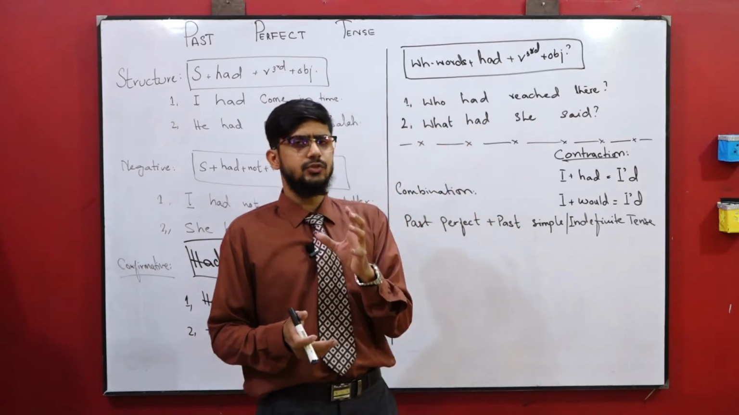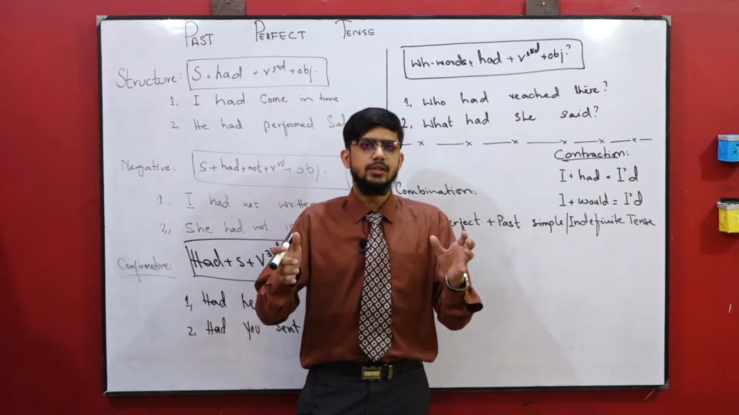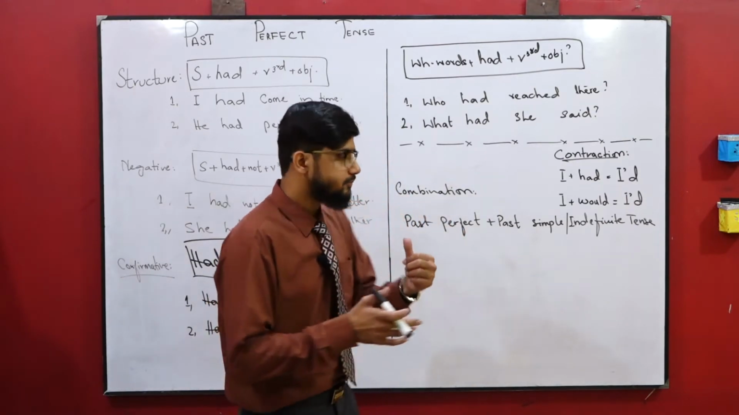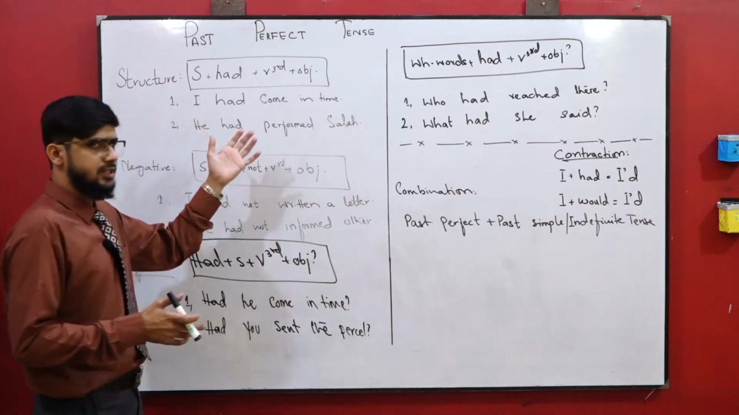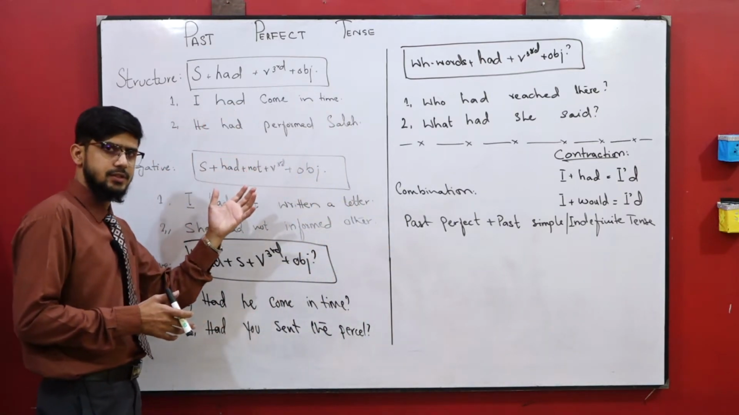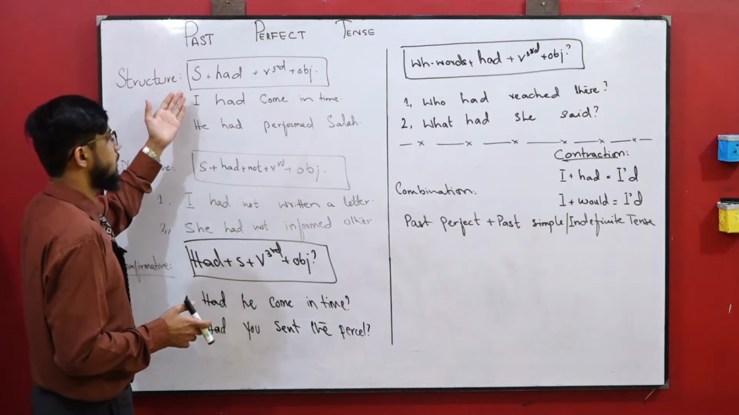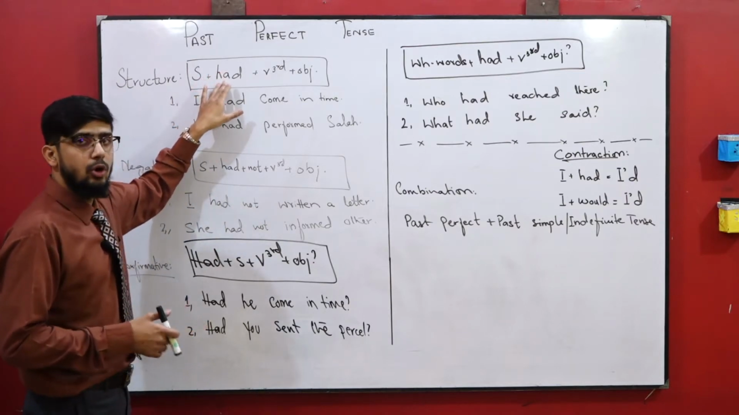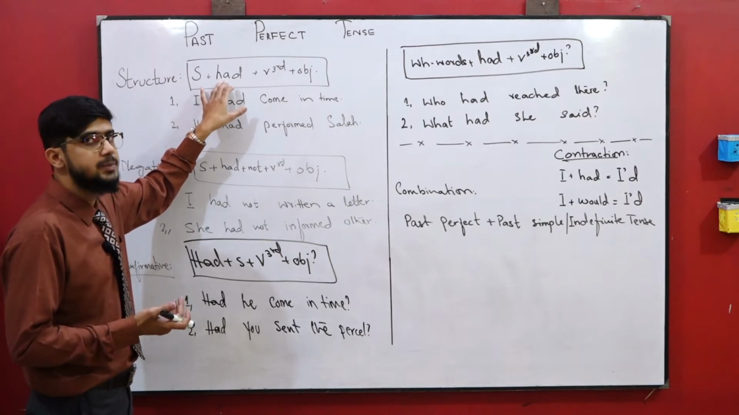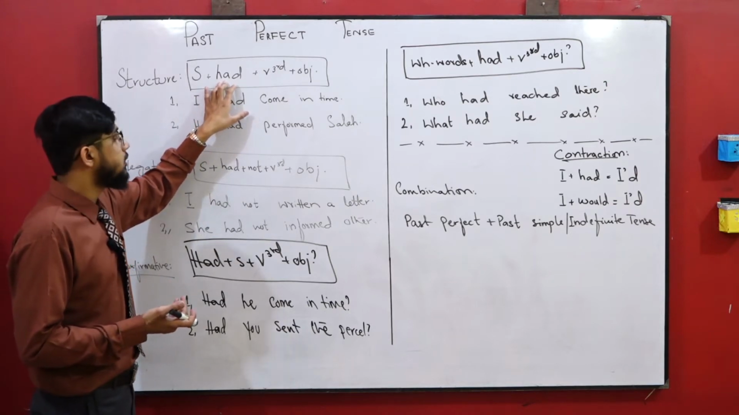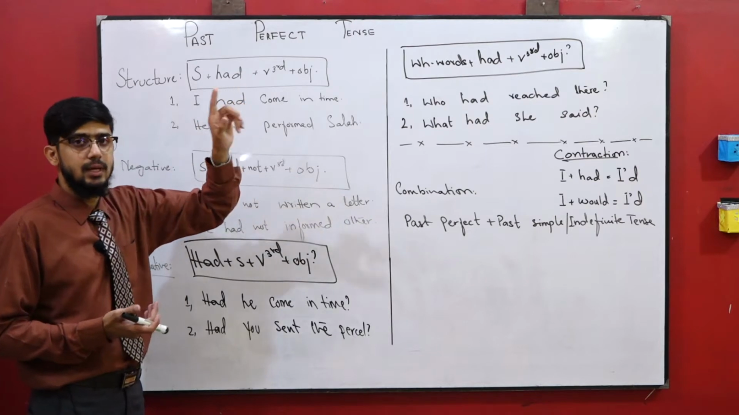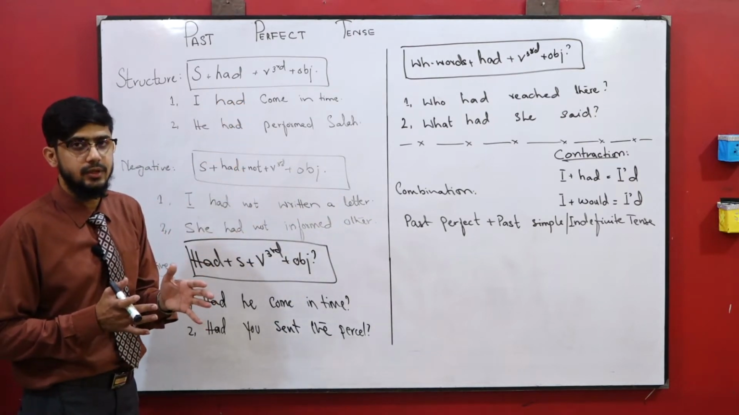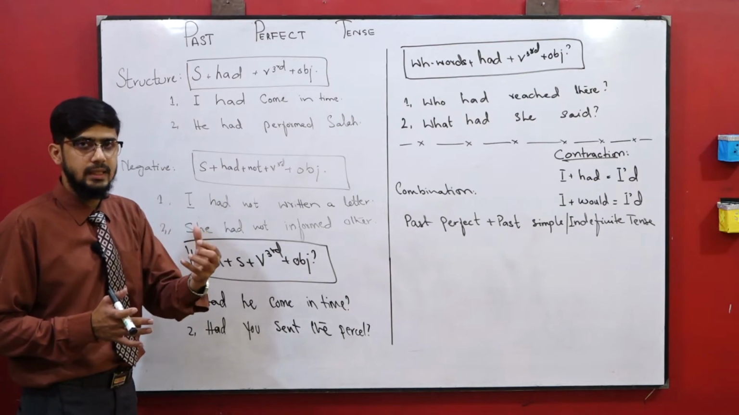So what is the structure of past perfect tense and how can we form this sentence? Let's begin. As the first sentence, we start with the affirmative sentence. The affirmative formula starts with the subject, then had. The had is the helping verb, auxiliary verb of past perfect tense. Remember, had is the helping verb of past perfect tense. Without it, we cannot complete this sentence.